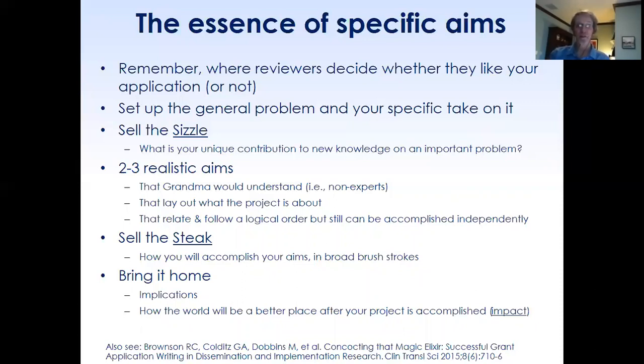It's going to lay out a little about the project. It's going to have a logical flow. That's the organizational part. And then the steak is how you'll accomplish these. These are really the activities with broad brush strokes. And then you'll bring it home. You talk about the implications. You talk about how the world will be a better place when your project is finished. That circles back to that idea of impact on the graph I showed, which is the defining characteristic about whether you get funded or not.